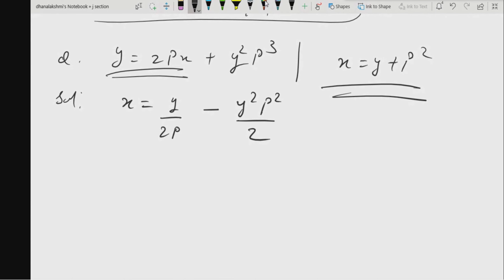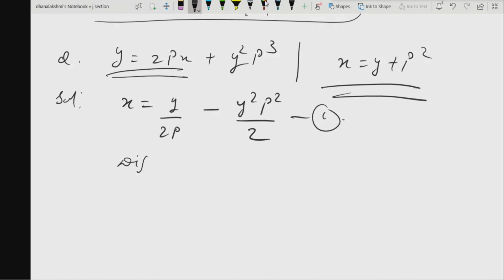So either you solve in this way also. First rewrite this in terms of x, since it is not easily solvable for y. That is quadratic in y, so you can solve it for y also. You can even solve it for p, or for x. Whichever method you feel is easy, you can go for it. Suppose now I consider solving for x only.